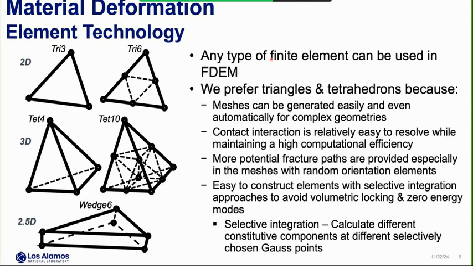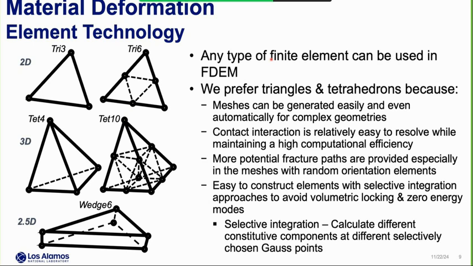Another key aspect for material deformation is the element technology. In theory, any type of finite element can be used in FDEM. However, we prefer triangles and tetrahedrons. First, the triangular mesh can be easily generated. With most modern mesh generators, we can even automatically generate the mesh for complex geometries. Another reason is that, with the triangular mesh, the contact interaction can be relatively easily resolved with high computational efficiency.